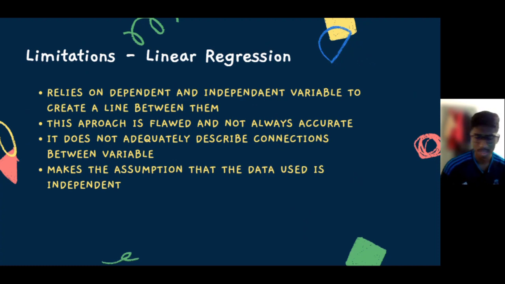This is because linear regression only looks at the linear relationship between the variables, which is a straight line. If the variables do not have a linear relationship, the results of that model will not be 100% accurate and will be less accurate. Next up, it does not adequately describe connections between variables. And then finally, it only makes the assumption that the data used is independent.